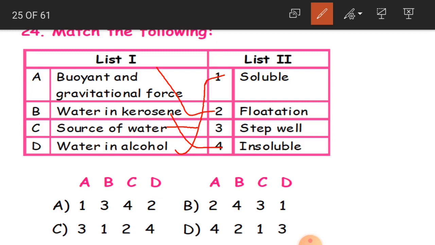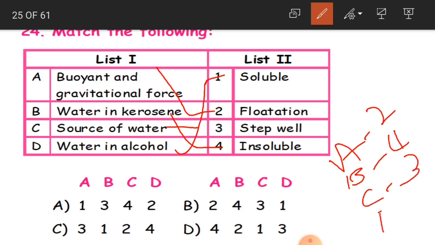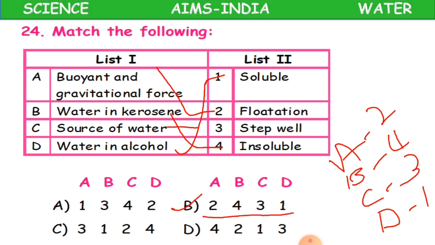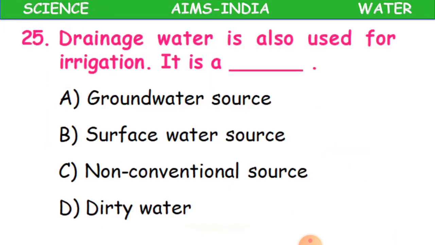A is 2. I'll just write it here. B is 4. C is 3. And D is 1. So where do we have this option, children? In the B option. Okay, so B is the correct answer. Okay, understood? Now we are going to the 25th question, children.